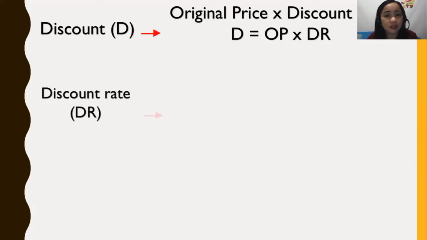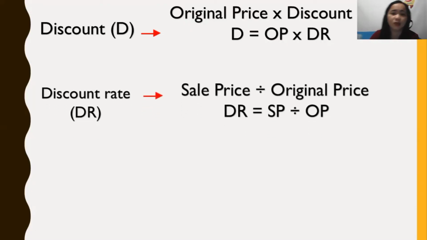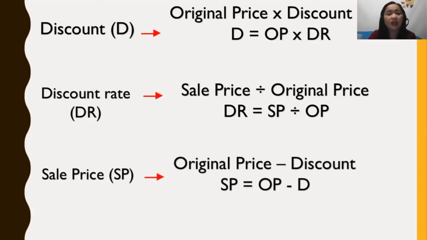And then we have the discount rate. To get the discount rate, we have the sale price divided by the original price. Ang discount rate natin is the same with computing the rate. And then change the answer into percent. And then we have the sale price. We get the sale price by original price minus discount. Subtraction lang pagdating sa sale price.